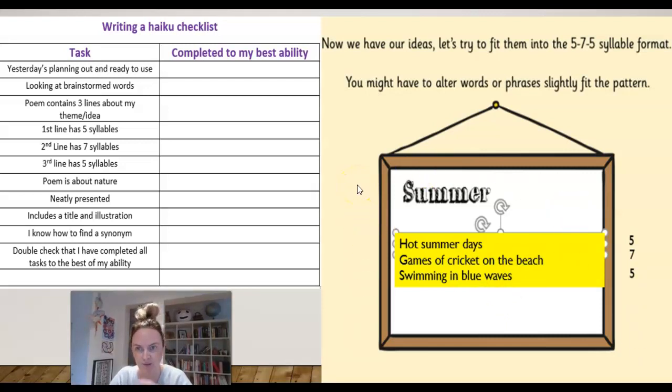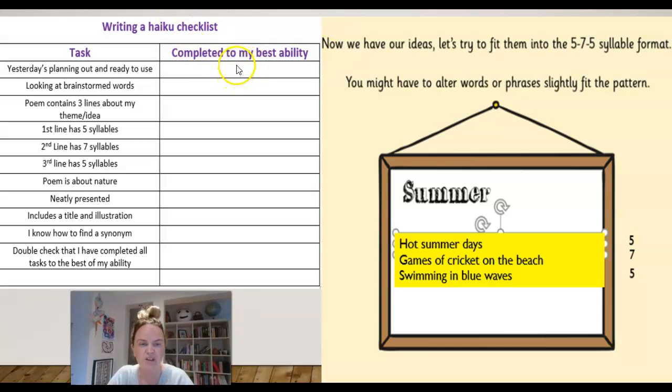And now I want to use my writing a haiku checklist, because a checklist helps me be more independent, and it helps me know if I've done the right thing. So let's have a look at our checklist. Did we have yesterday's planning out and ready to use? Yes, we did. So we can give that a tick.